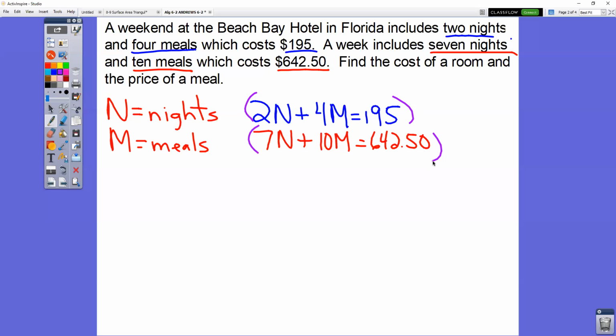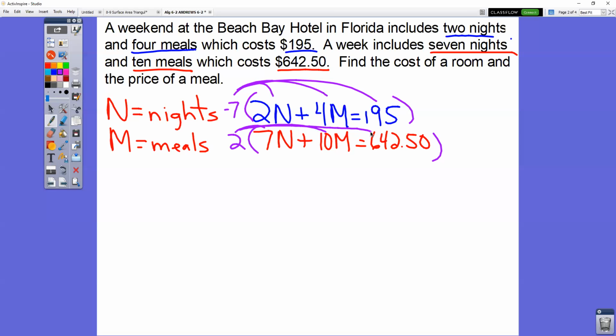Well, I'm going to tell you that 14s are a lot easier to work with than 40s because it's a smaller number. So to make opposites with my n's, I'm going to create a negative 14 and a positive 14. So I'm going to multiply this top one by negative 7 and this bottom one by 2. I now have to distribute all the way through.